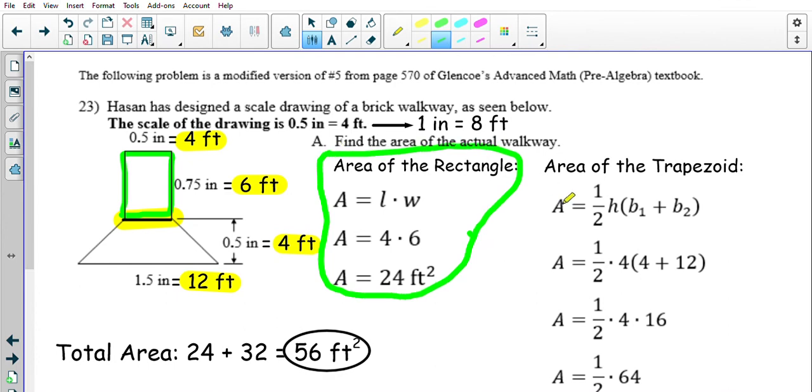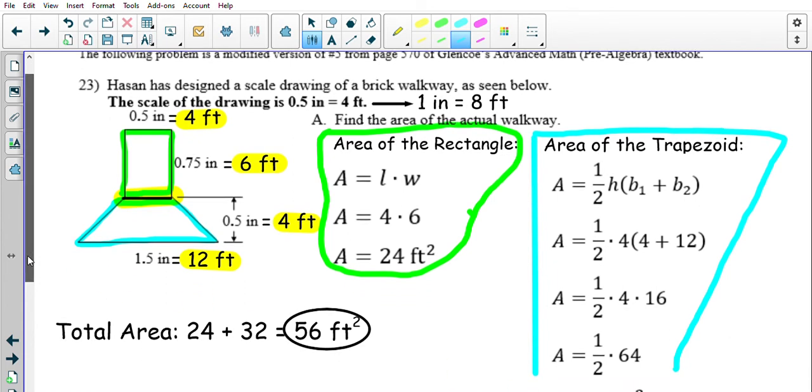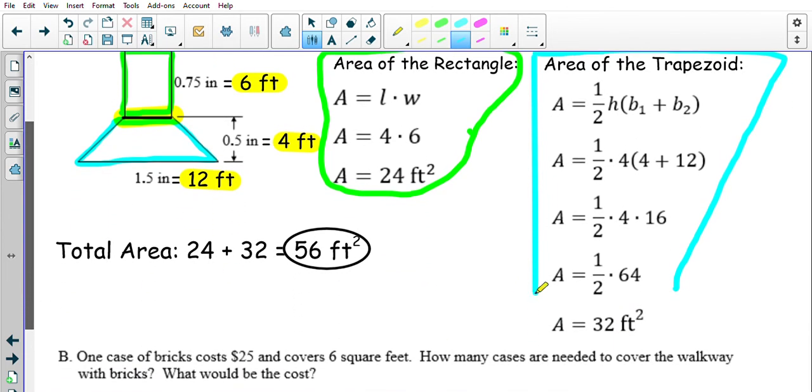So that formula is half times height, b sub 1 plus b sub 2. I'm going to highlight that in blue. That's going to be this right here. The height of the trapezoid is the 0.5 inches, which is 4 feet. And b sub 1 and b sub 2 are going to be the parallel sides, so that's 4 and 12. So we do half times 4, and then in parentheses, 4 plus 12. 4 plus 12, of course, gets us 16. So we do half times 4 times 16. 4 times 16 is 64, and half of 64 is 32 feet squared.